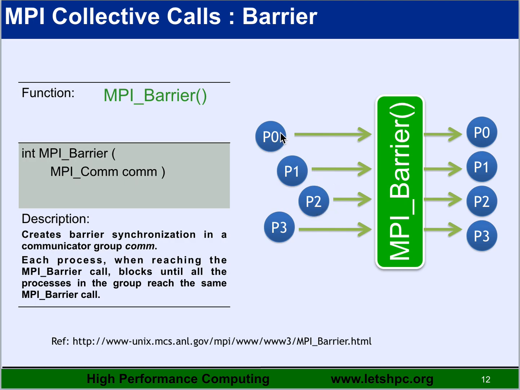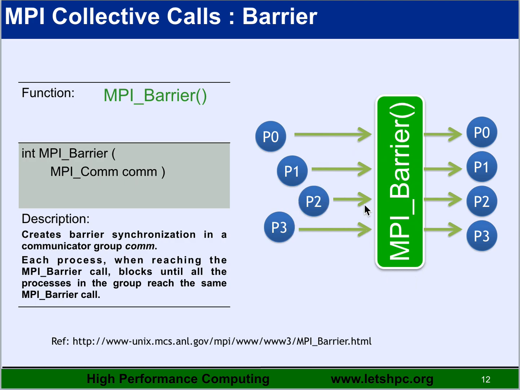So let's say that P0 finished first. So let's represent this time with an arrow. Because P0 arrived first, and we want to synchronize all these processes, it has to wait for a longer duration compared to other processes. So after that P3 arrived, then P1, and finally P2.